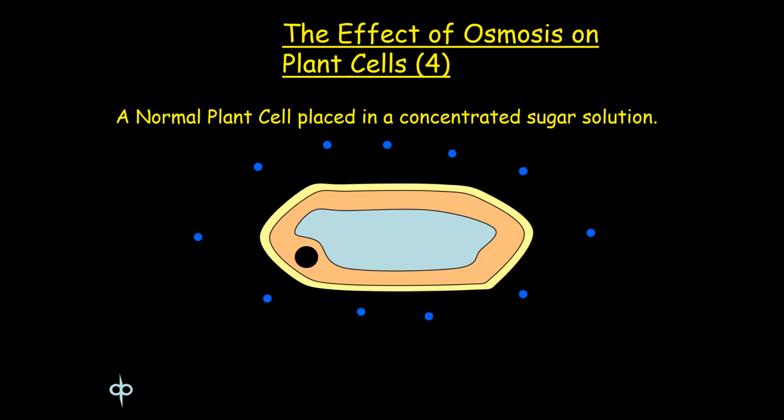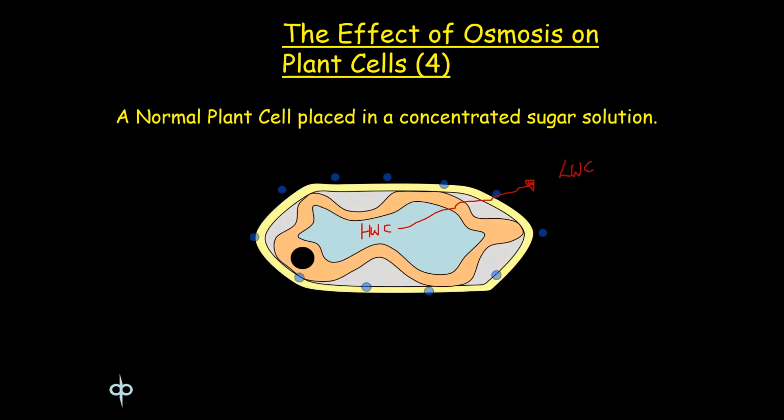So this is just an animation of what would happen if you put your plant cell in a sugar solution. As we said, if you put it into a sugar solution, the high water concentration is going to be inside of your cell and the low water concentration is going to be outside of your cell. So the water is going to move by osmosis from the high water concentration to the low water concentration through the selectively permeable membrane. That is going to cause your vacuole to shrink and it's going to cause your cytoplasm to peel your cell membrane away from the cell wall.